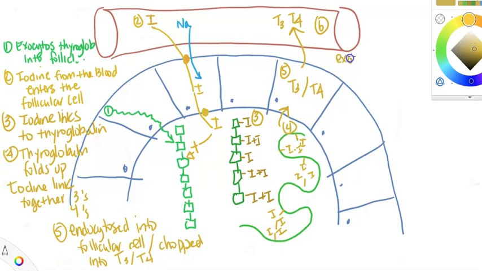So we can say exocytosed into the blood, and from there it will go to its targets. It's stored here as colloid until it's needed. Okay, I think that's about it. So next video, we're going to talk about what in the world does thyroid hormone do.